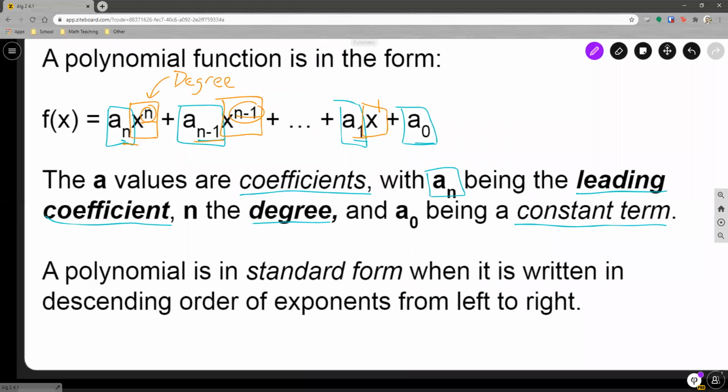And then we have a rule that you probably already know, that a polynomial is in standard form. So remember, all of our functions have these different standard forms. We have standard form for quadratics, standard form for linear functions. Now we have standard form for polynomial functions. And that's just when it is written in descending order of exponents from left to right. In other words, the highest exponents are going to be on the left at the beginning of the polynomial, and you're going to go to smaller and smaller exponents as you go from left to right.